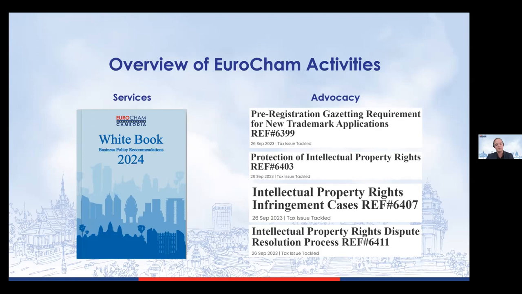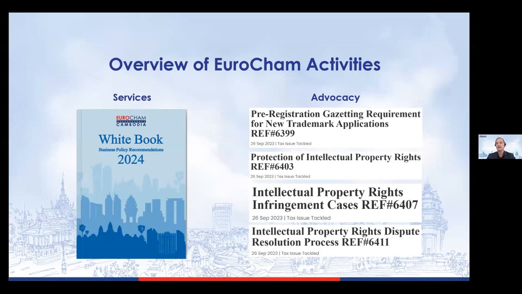To the right of this book, you'll see that we have a few cases of intellectual property, and my colleagues will be dropping the link in the chat for everyone to have a look. We have a few cases where we look at the implications for business, the overviews, and some recommendations. If you want to learn more about this, please click on the link to the white book and the documents that my colleagues are sharing now in the chat.